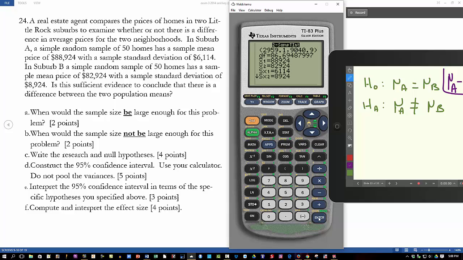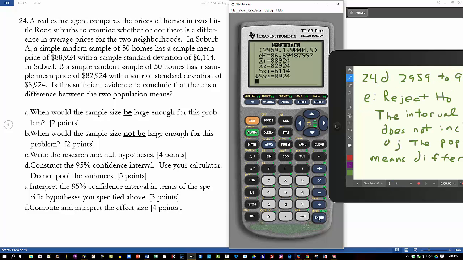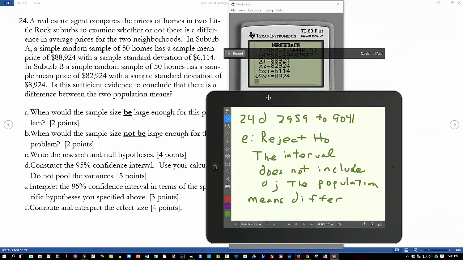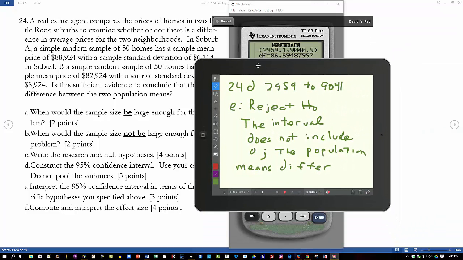And so our confidence interval is about 2959 to 9041.